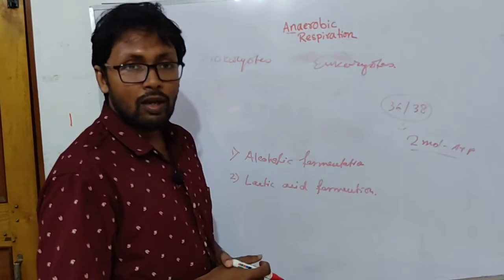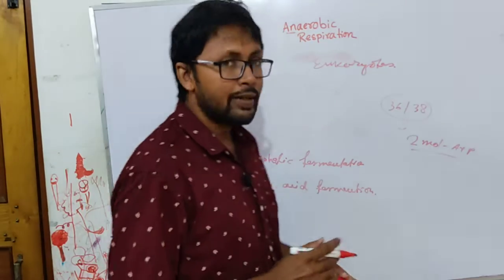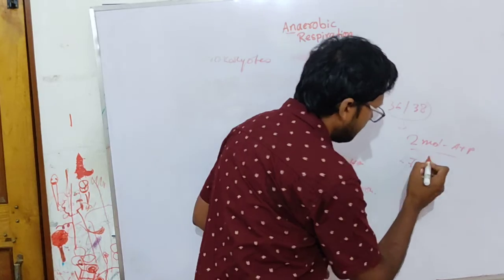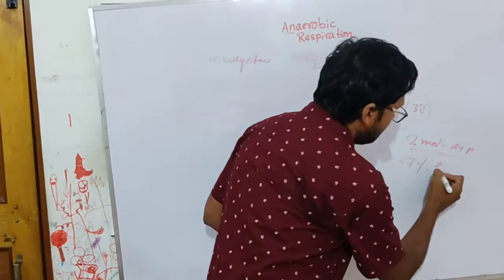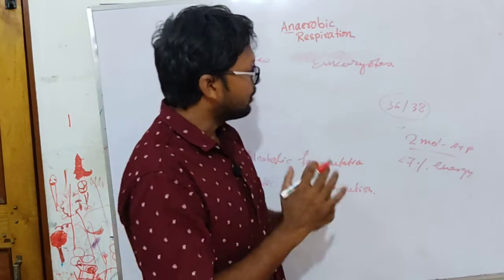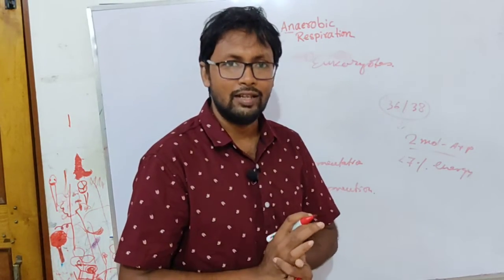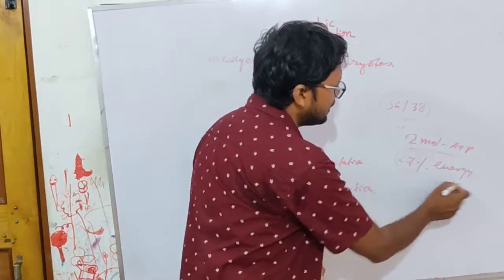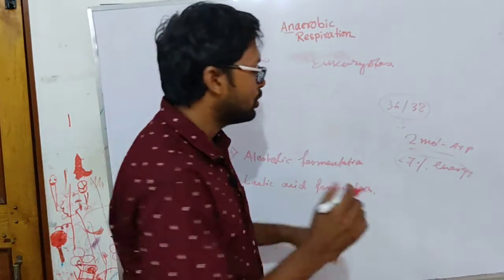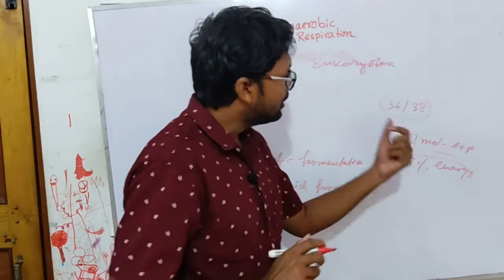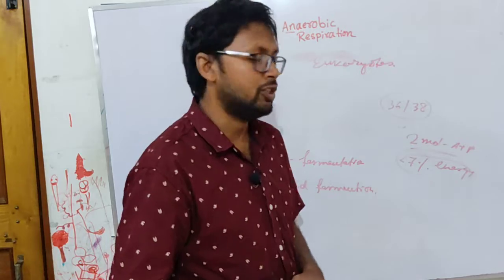So in case of anaerobic respiration, only less than 7% energy, it is written in your NCERT book, that if a glucose is completely oxidized in case of anaerobic respiration, then they will produce less than 7% of the energy of a glucose molecule.